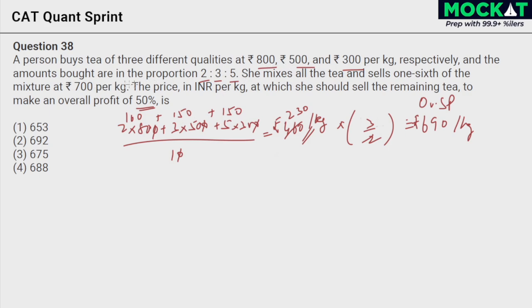Now we are told that 1/6 is sold at 700. Again, two ways to do it. Let's use the alligations first, then I'll do the other method over here.